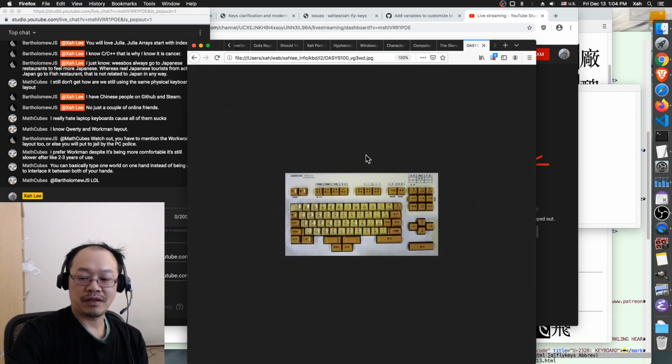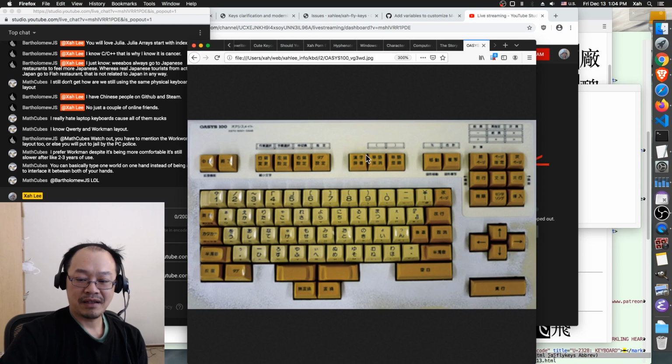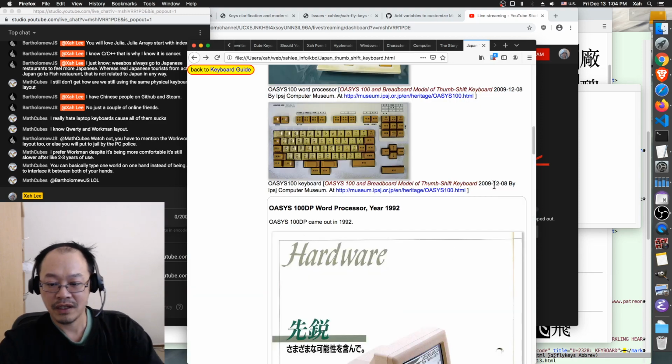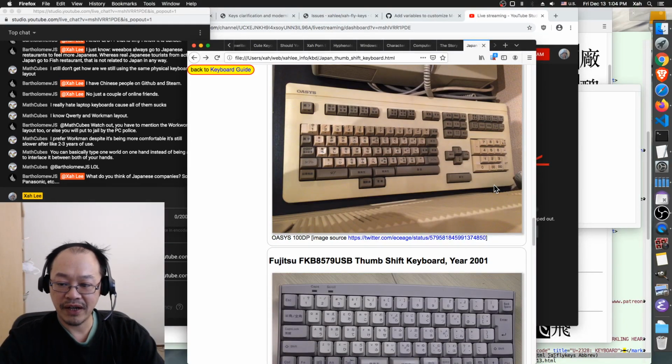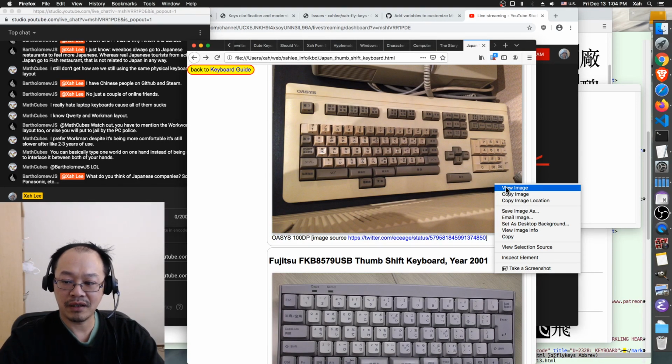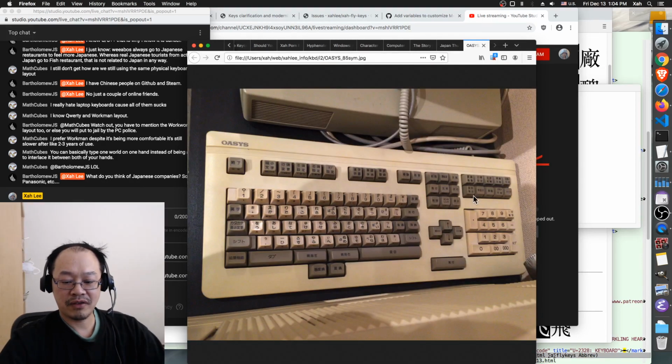So let me show you. It looks like that. You have two keys, left thumb shift and right thumb shift. And as we showed before, you have this fantastic one.